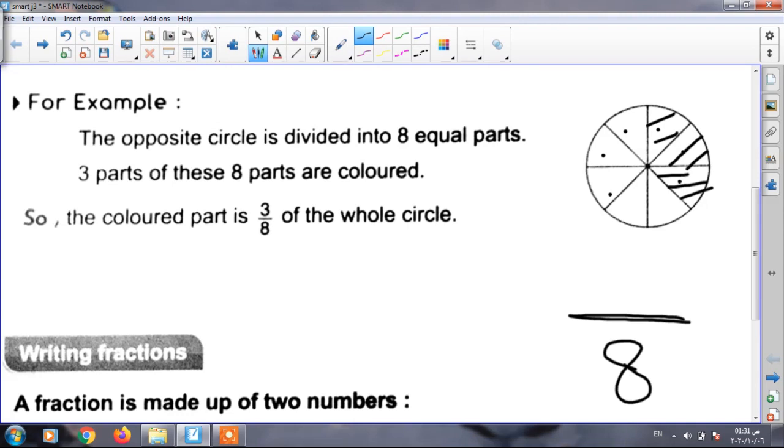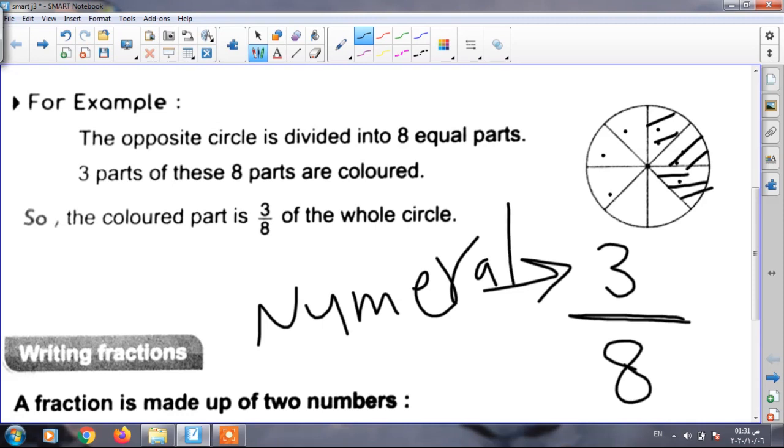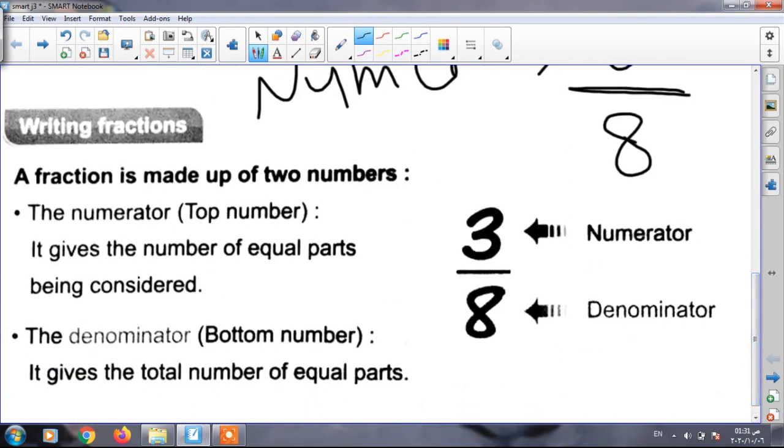And here I need to know the number up the fraction line. It represents the colored part. Here I have how many colored parts? Count with me. 1, 2, 3. So I will write up 3. And this number up is called numerator. Repeat with me, Junior 4. The number up the fraction line is called what? Numerator. And the number down is called what? Denominator. Is called what? Denominator.